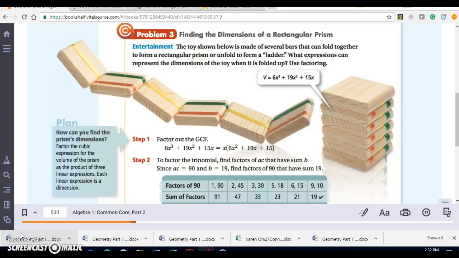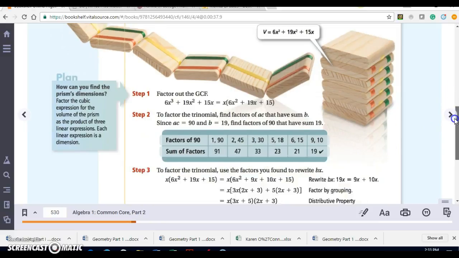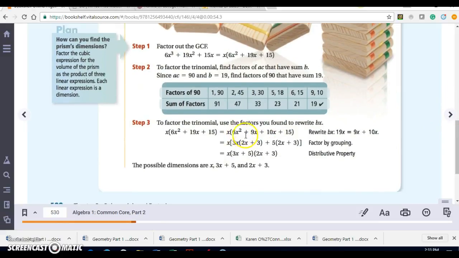Use factoring. So volume is equal to 6x cubed plus 19x squared plus 15x. So the first thing that they did, they factored out the x, and they're left with 6x squared plus 19x plus 15. So this is just like those problems in lesson 8-6 where my a is greater than 1. So I'm going to multiply 6 times 15 and I get 90. And I want to know the factors of 90 that equal 19. And that's pretty easy. That's going to be 9 and 10. And so I plug that in and I get 6x squared plus 9x plus 10x plus 15.